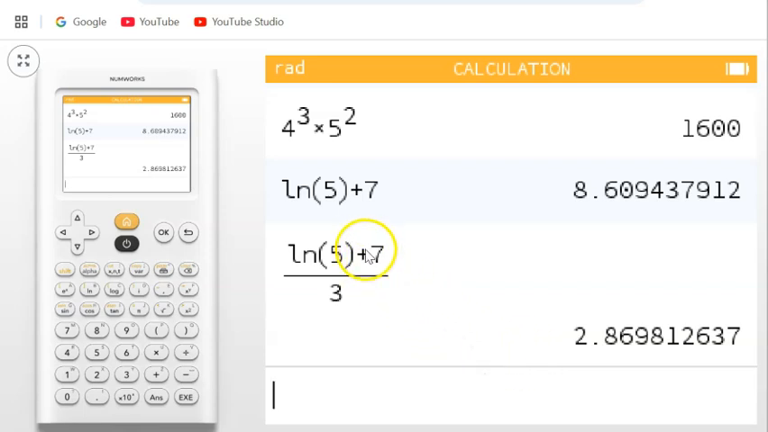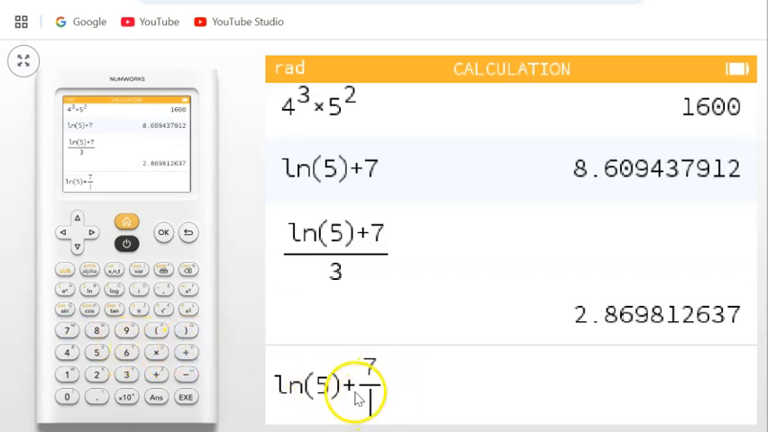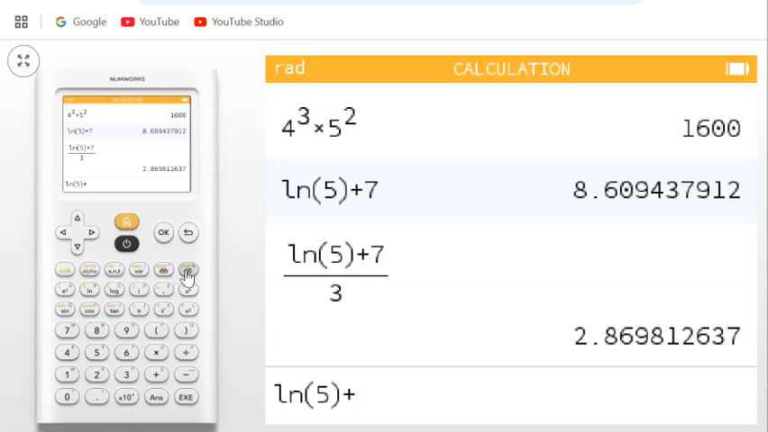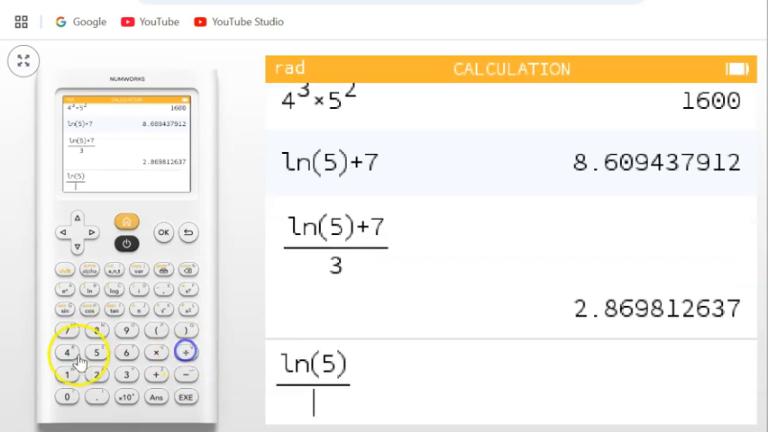Now, I want to show you why I did this. I was concerned that if I had keyed in natural log of 5 and then plus 7, and hit the divided by button, it would only put the 7 over the 3, not the whole thing. Now, I could circumvent that by doing natural log of 5 divided by 3, and then I could go back up to the numerator and then add the 7. Add the 7, and then I should get the same answer.